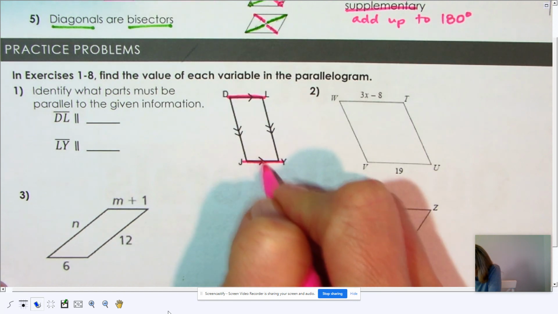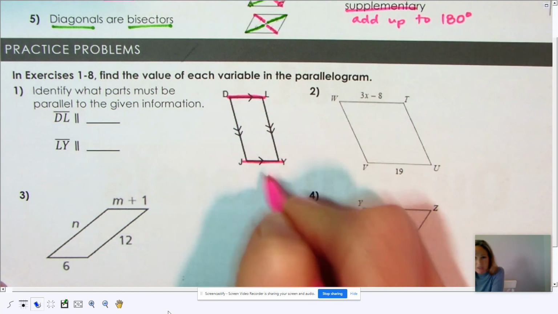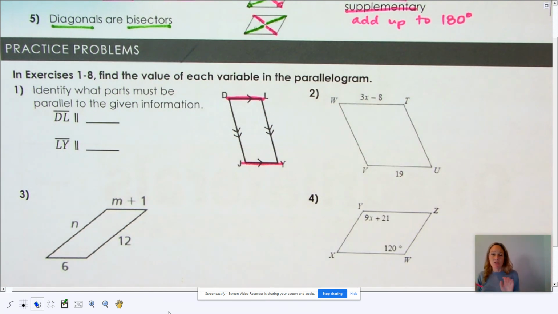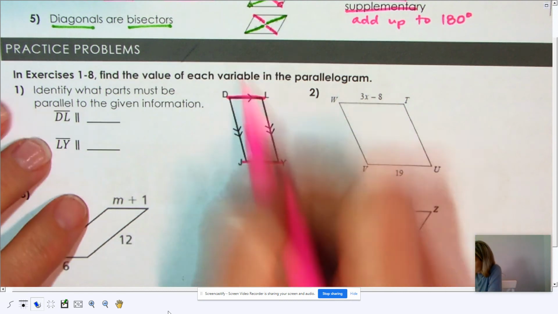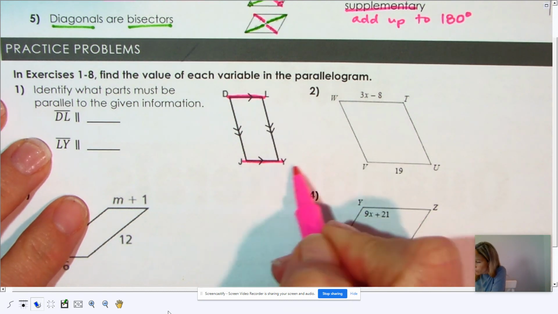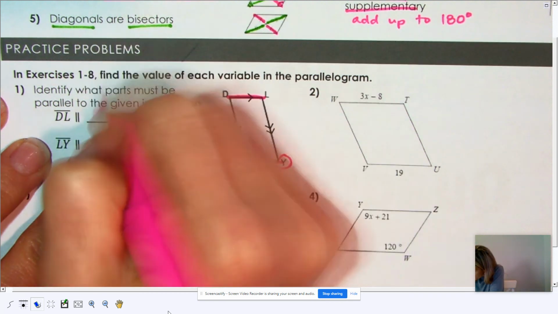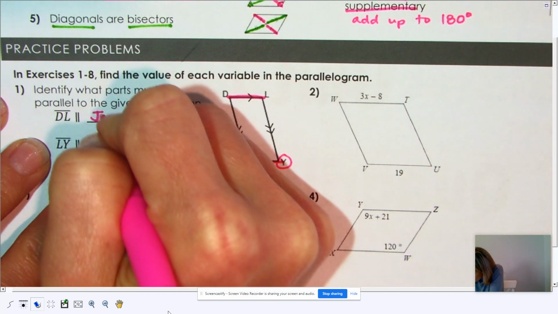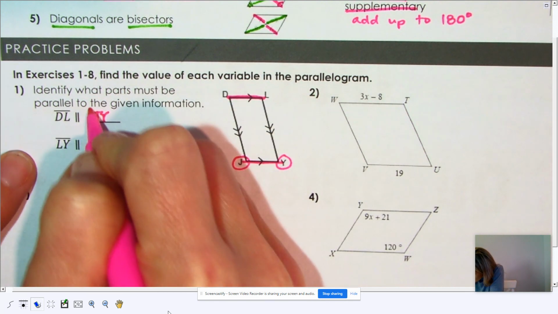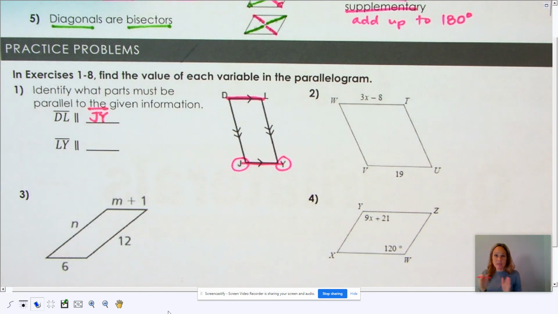This little symbol right here, the little arrows, that just means parallel. So you don't need to write that down when you're writing the letters. It's not like J is greater than Y. It's just the J and the Y. So J and Y. And then we put that little line on top of it to let you know that it represents the line segment between those two endpoints.